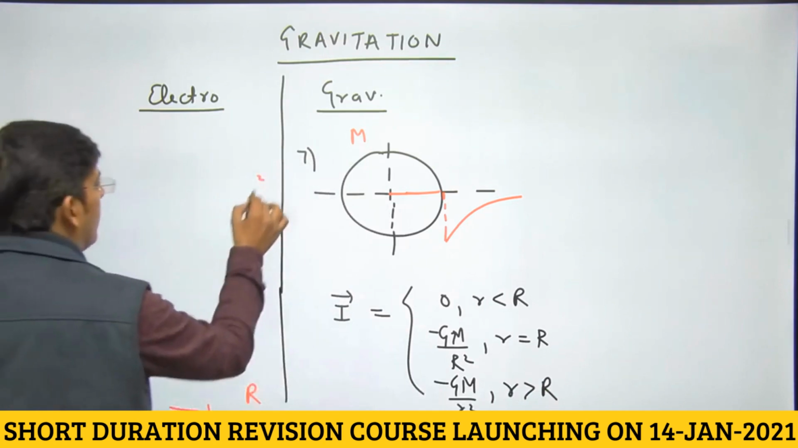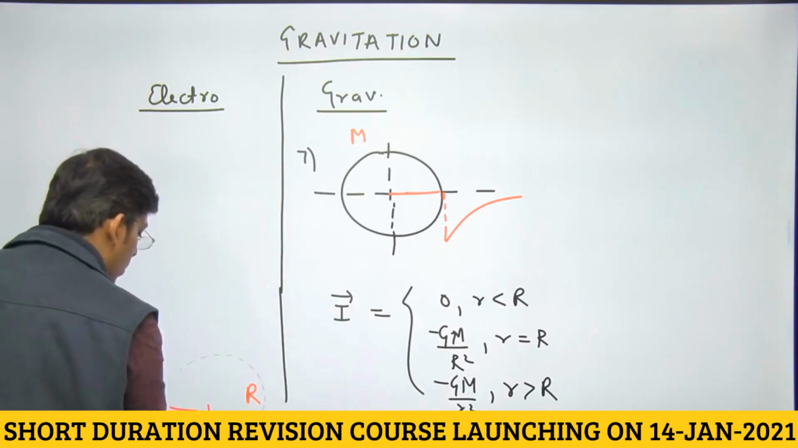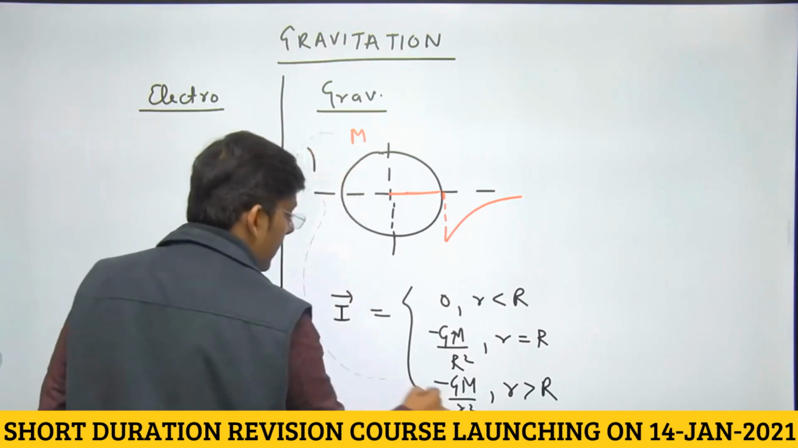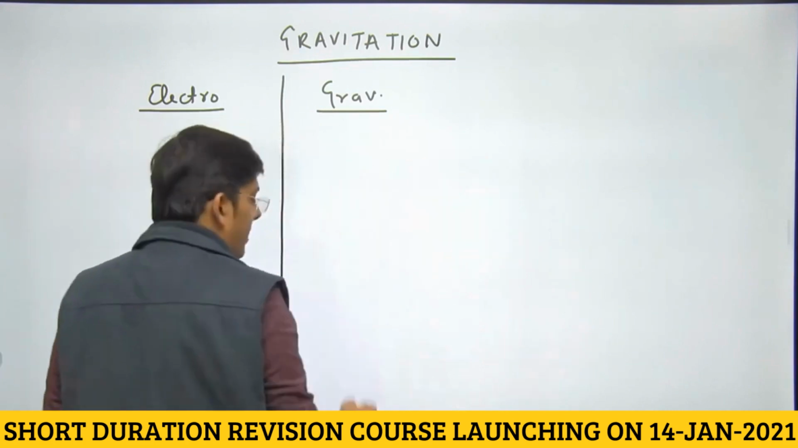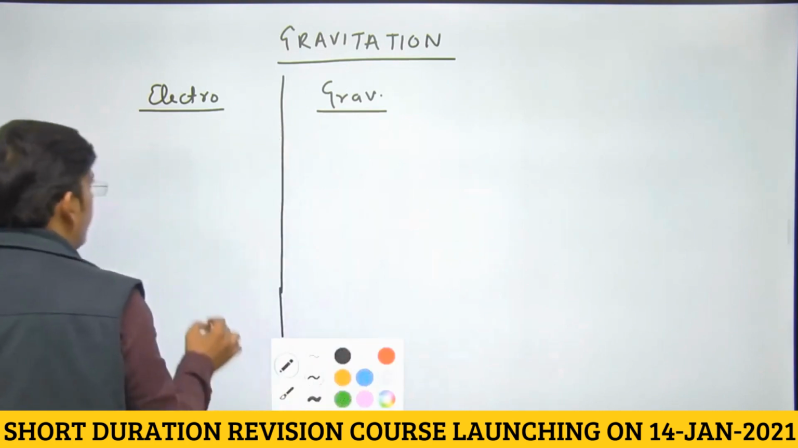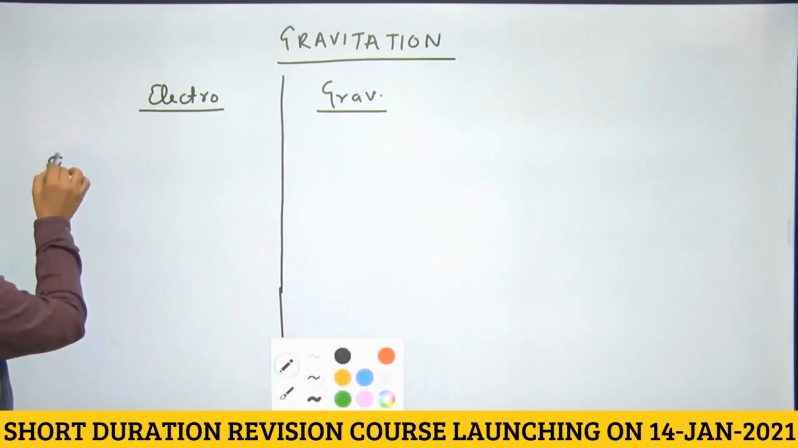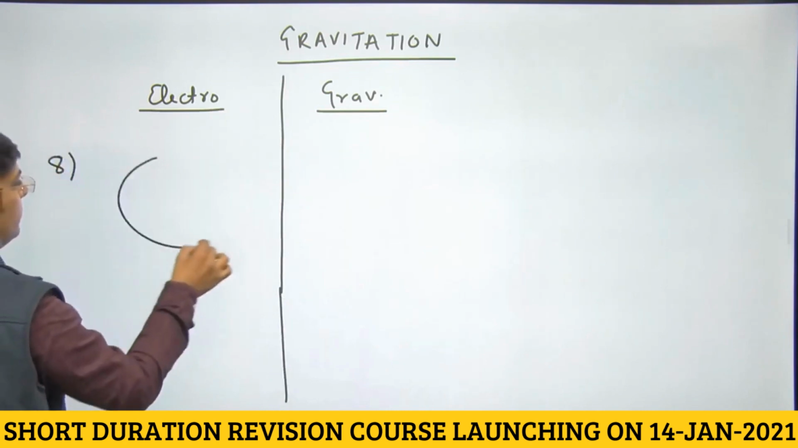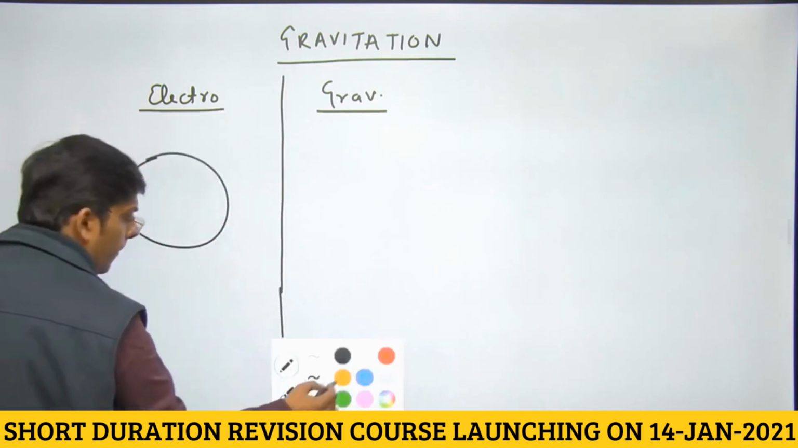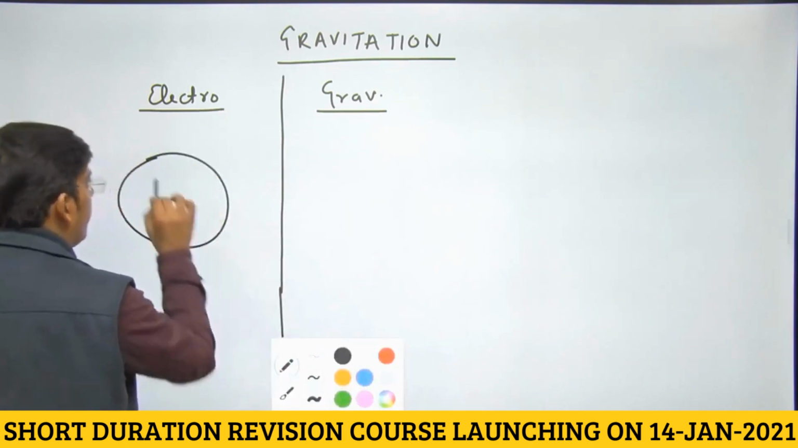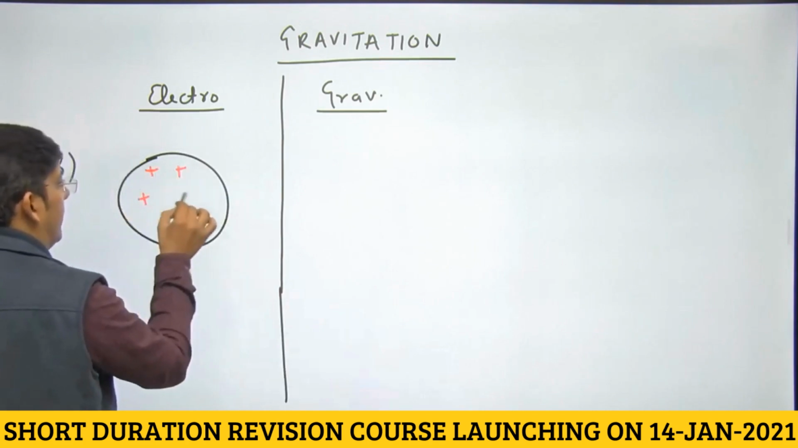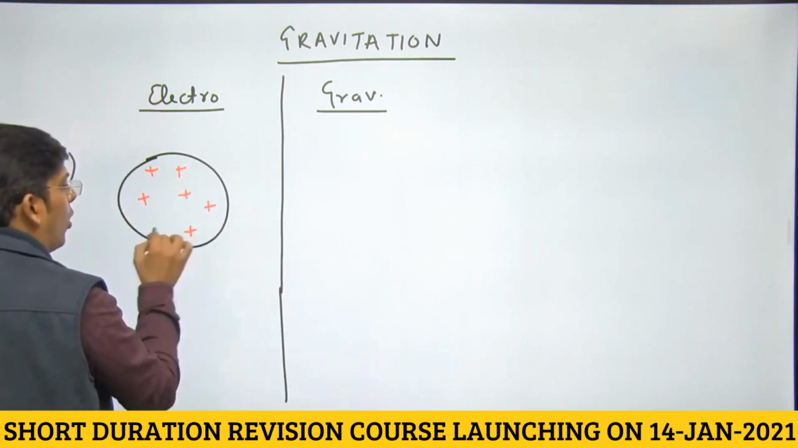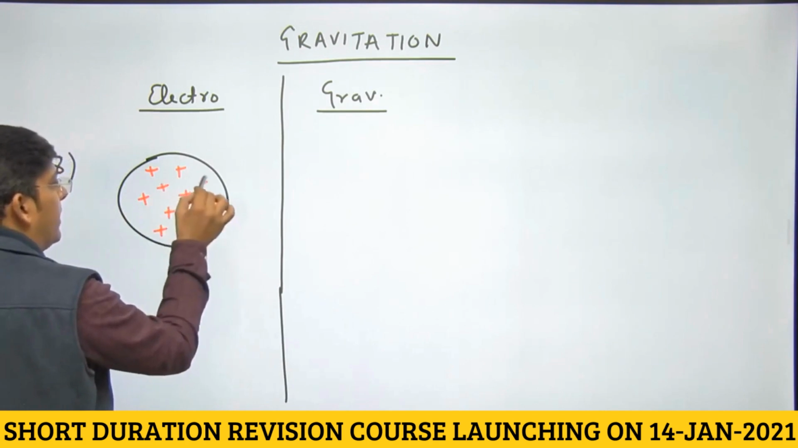The last one is gravitational field intensity due to solid sphere. After that, we will be doing gravitational field intensity inside a cavity. This is a solid sphere, solid non-conducting sphere for electrostatics. So how do we plot the graph for electric field intensity?